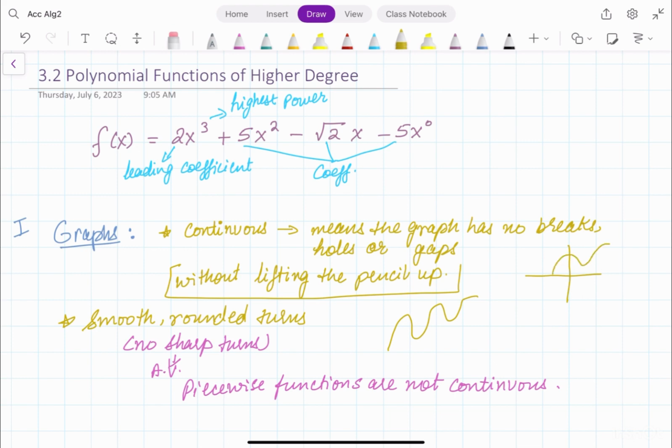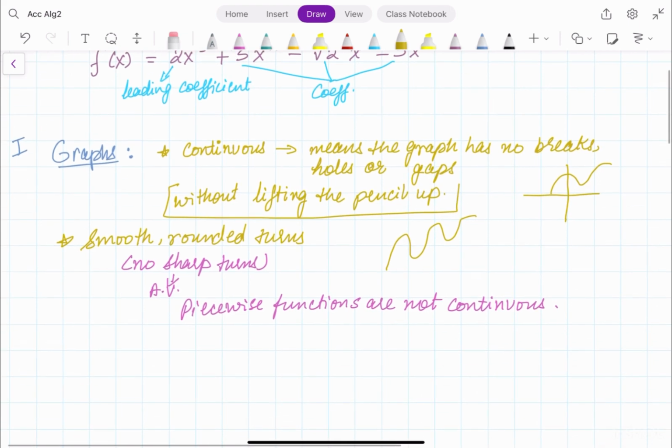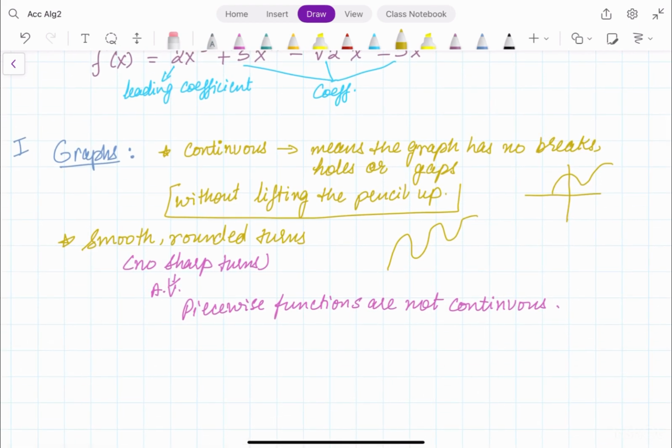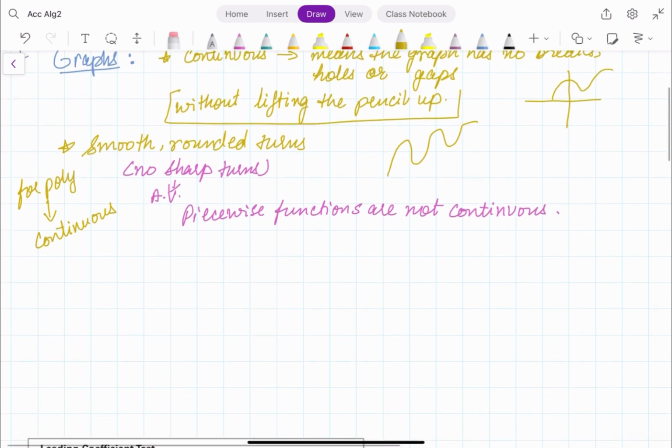So you can write it down in your notebook or wherever you want to, that polynomial functions are continuous functions. So continuity is the requirement. It is a kind of a prerequisite, right?